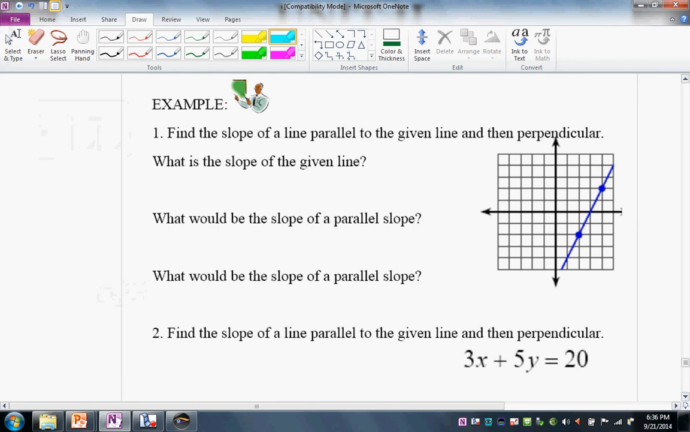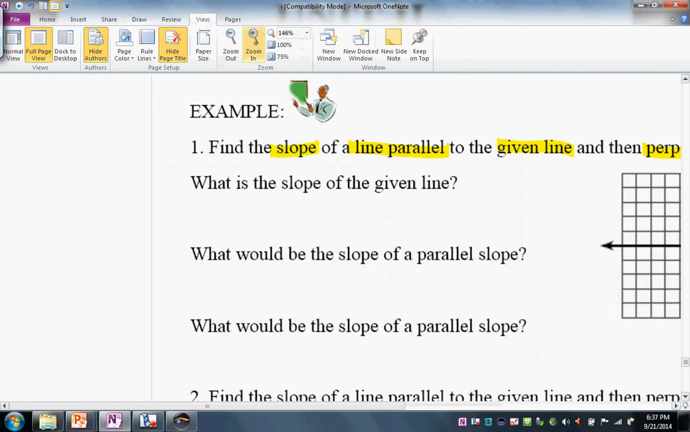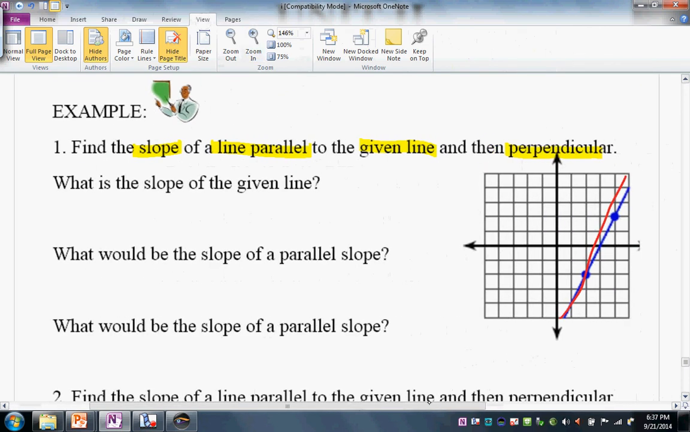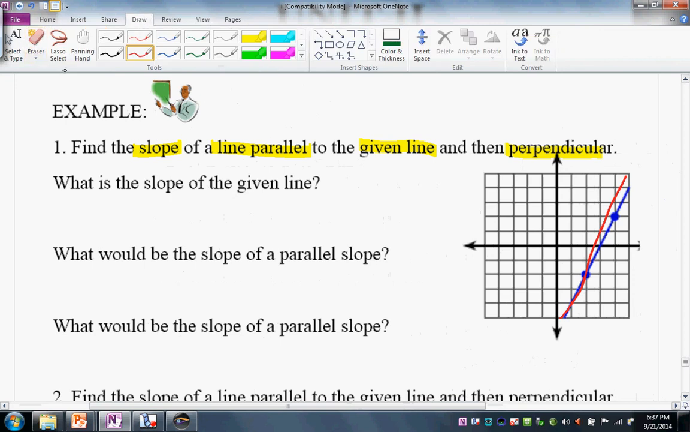So let's do a couple examples. It says, find the slope of a line parallel to the given line and a line perpendicular to the given line. So this is our given line. First step, let's go ahead and find the slope of our given line. I'm going to do it graphically.